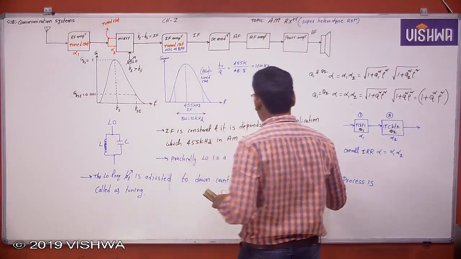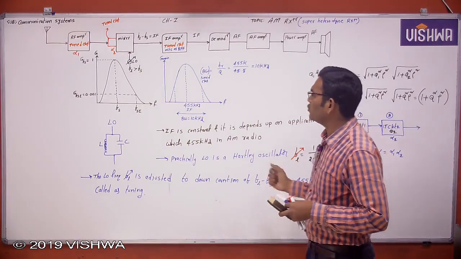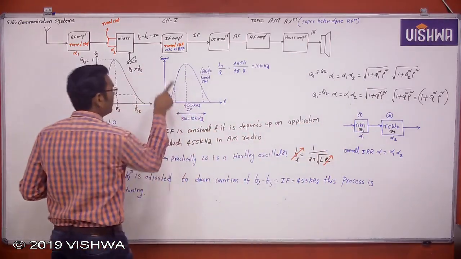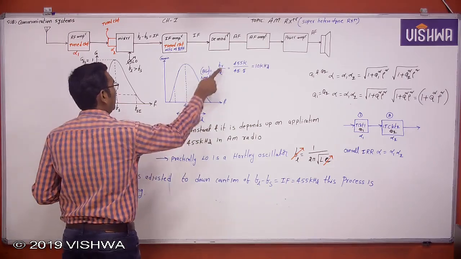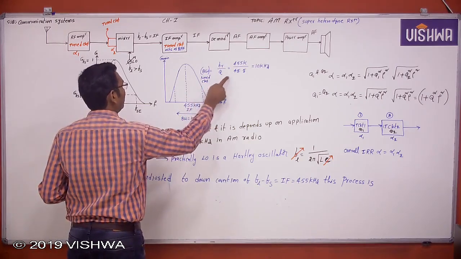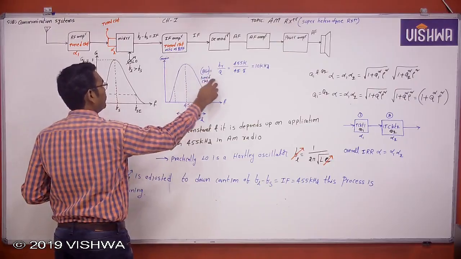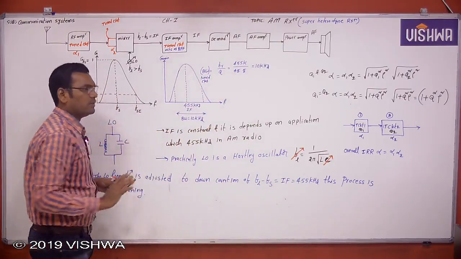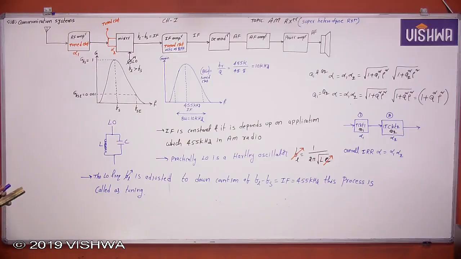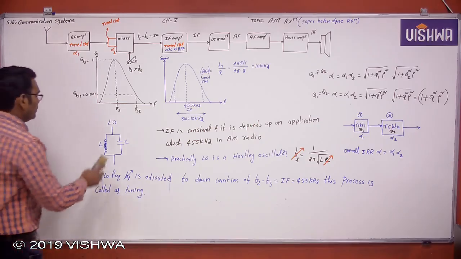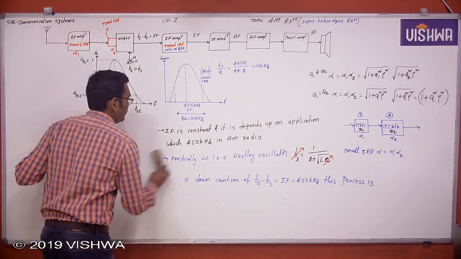This process of adjusting the local oscillator is called tuning, and it is always down converted to 455 kilohertz, and the resonant frequency is 455 kilohertz. Quality factor is 45.5. Then only the bandwidth of the tuned circuit is 10 kilohertz. This one is fixed. Okay, note down. Clear or not? Now we'll solve classroom workbook problems.